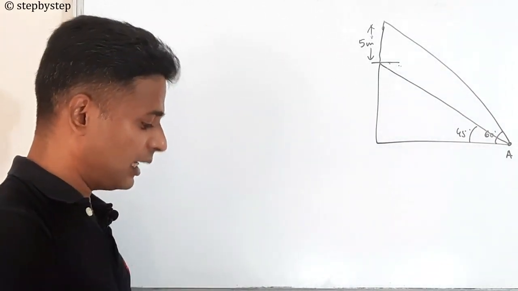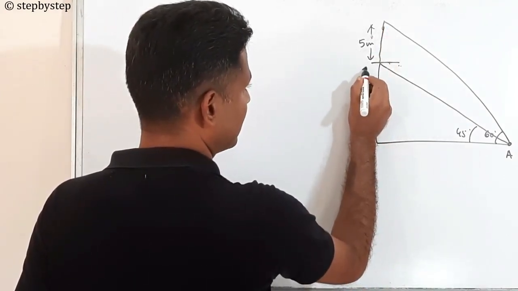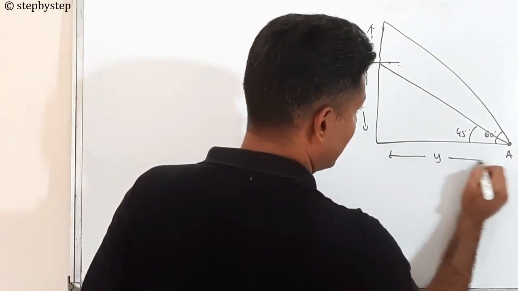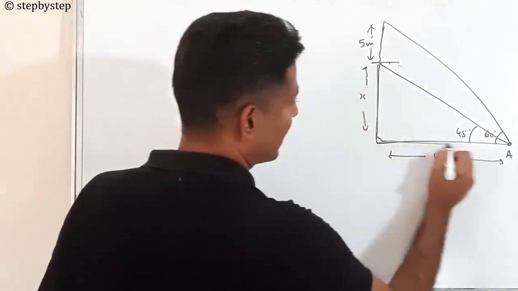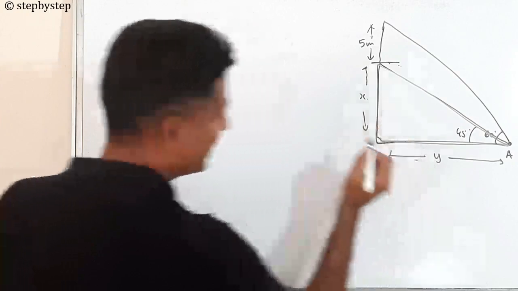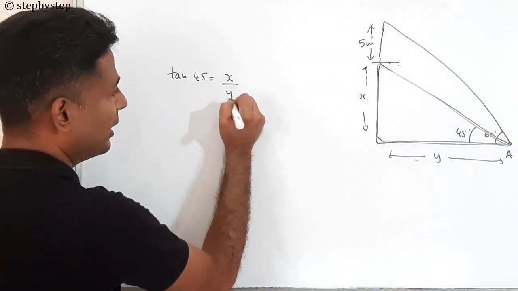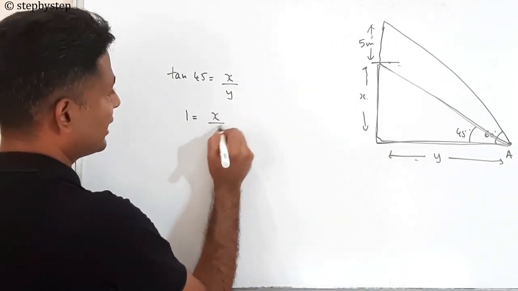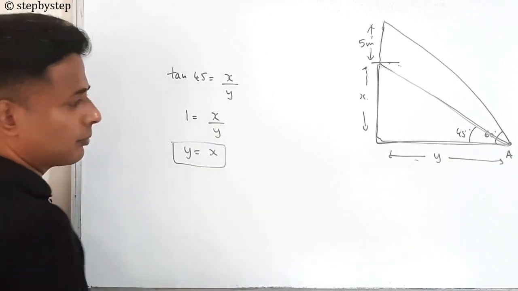Find the height of the tower. So we have to find the height of the tower. So let this part be x. And let the distance between point A and the base of the tower be y. Now if we see this first triangle, what do we have? We have angle 45, opposite and adjacent. So tan 45 equals opposite by adjacent, right? So tan 45 is 1 equals x by y. So y equals x. That is what we get.